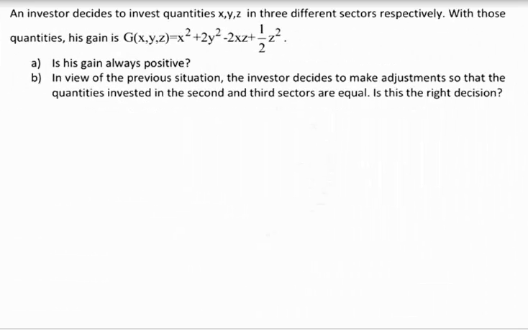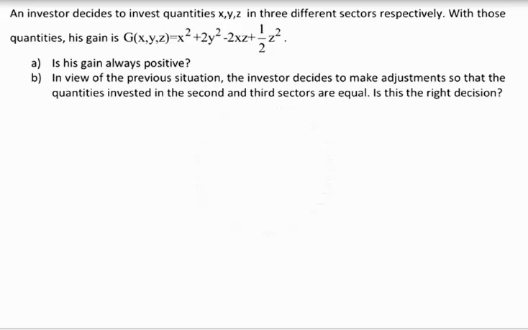Unit 2, Exercise 30. An investor decides to invest quantities X, Y and Z in 3 different sectors respectively. With those quantities, his gain is G of X, Y and Z equals X squared plus 2Y squared minus 2XZ plus 1 over 2Z squared. A. Is his gain always positive?